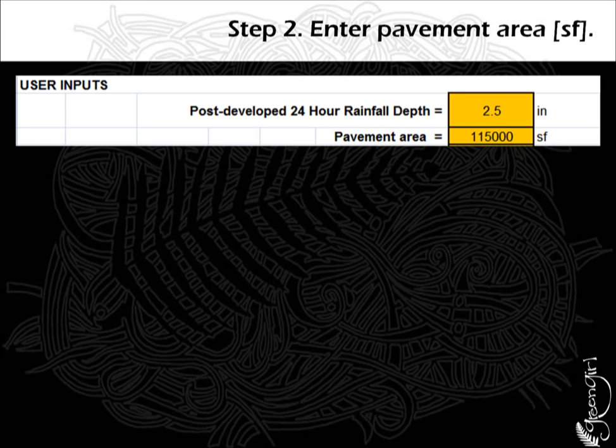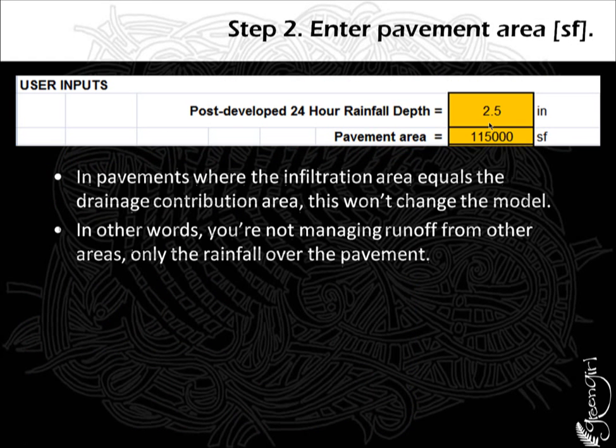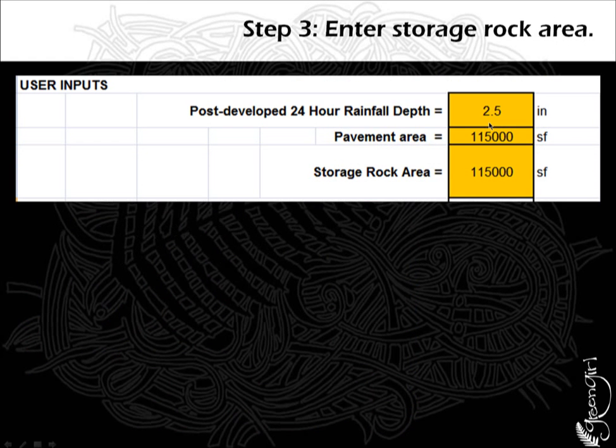So I just picked a really big number. It really doesn't matter what that number is. It should be the size of your pavement area. So we're just going to assume it's 115,000 square feet. Okay? And the storage rock area is going to be the same as the pavement area.